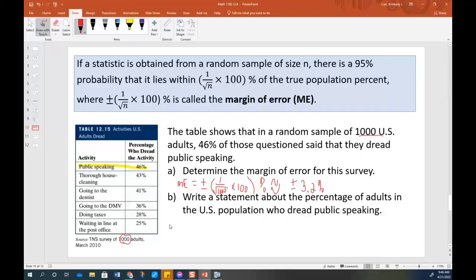So what we really want to do, and I am going to write this down, is take the 46% that came from our survey, and then we will add and subtract 3.2. I'm going to put an arrow here because it's not really equals. It's like, what information does this give me? 46 minus 3.2 is 42.8.